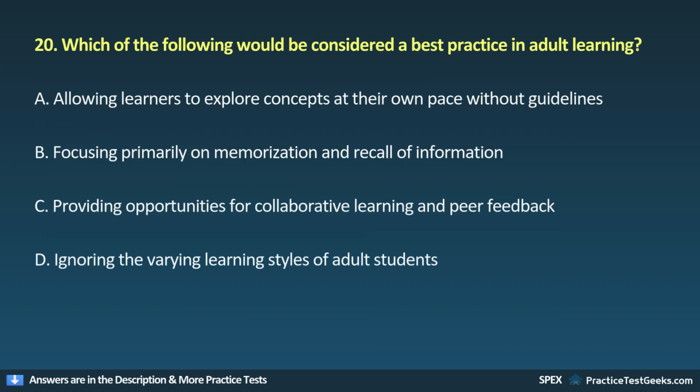20. Which of the following would be considered a best practice in adult learning? A. Allowing learners to explore concepts at their own pace without guidelines. B. Focusing primarily on memorization and recall of information. C. Providing opportunities for collaborative learning and peer feedback. D. Ignoring the varying learning styles of adult students.